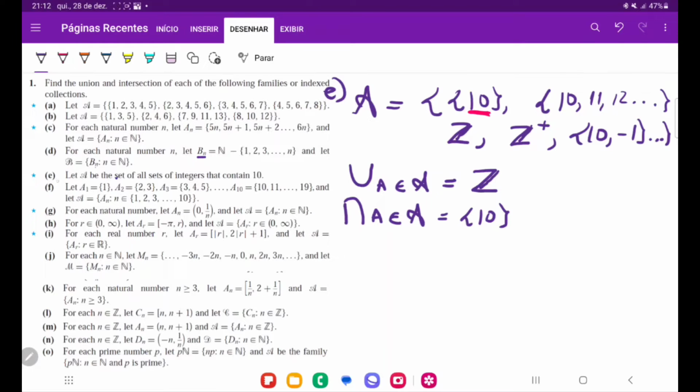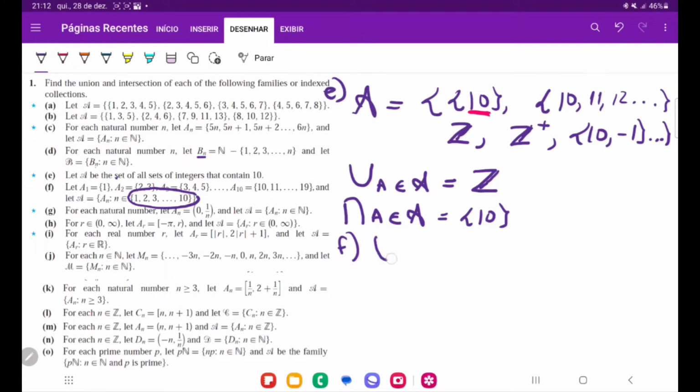Now let's do item F. So for item F, we have that A1 is {1}, A2 is {2, 3}, A3 is {3, 4, 5}, A10 is {10, 11, all the way up through 19}. And so for each An, where the index goes from 1 to 10. So you're not going to have, for example, A11, it doesn't exist, right? Because the index is constrained from going from 1 to 10.